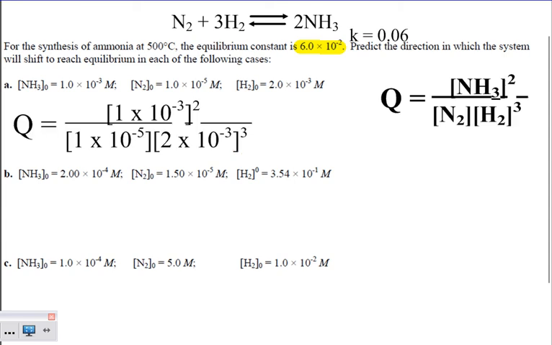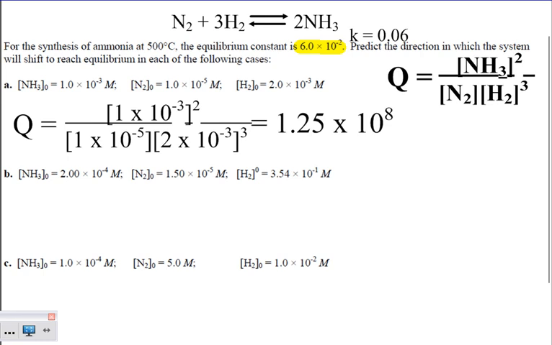So we plug these values in, and we find that Q equals 1.25 times 10 to the 8th, which is huge, especially when we compare it with our K value. So let's set up our inequality, alphabetical. K is what to Q? K is less than Q. What does that mean? Therefore, we're going to favor reactants, and therefore we will shift to the left.